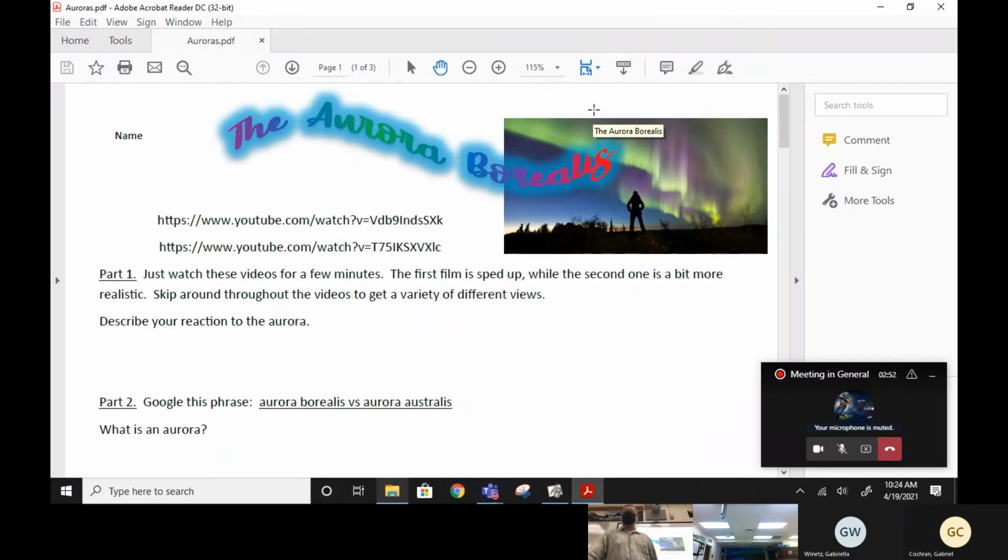So one of the astronomical events that we can witness from Earth, at least if you're in the right part of the planet, is the aurora or the northern lights. But there's also the southern lights. They occur over the poles one way or another. And so we're going to start by looking at a couple of videos showing what the auroras look like.